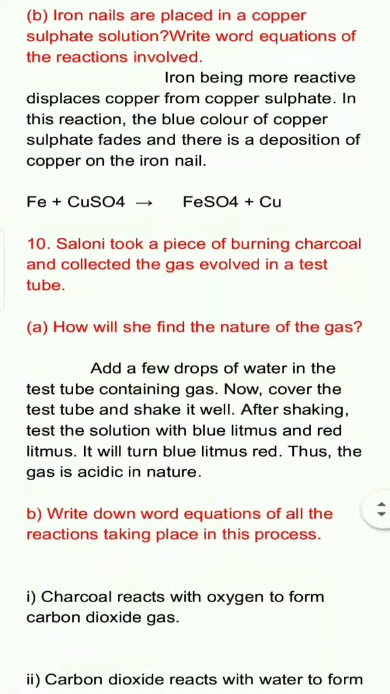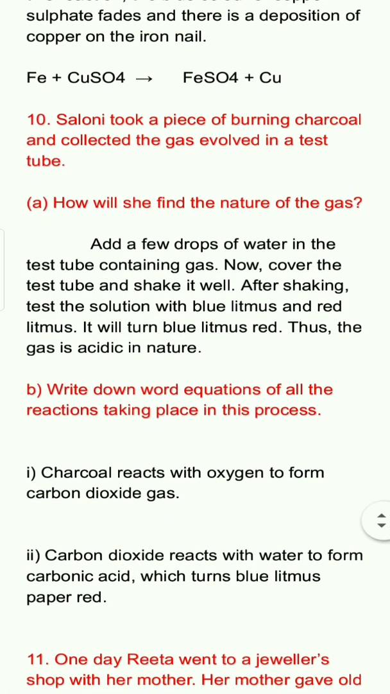Question 10. Saloni took a piece of burning charcoal and collected the gas evolved in a test tube. A. How will she find the nature of the gas? Add a few drops of water in the test tube containing gas. Now cover the test tube and shake it well. After shaking, test the solution with blue litmus and red litmus. It will turn blue litmus red. Thus, the gas is acidic in nature.